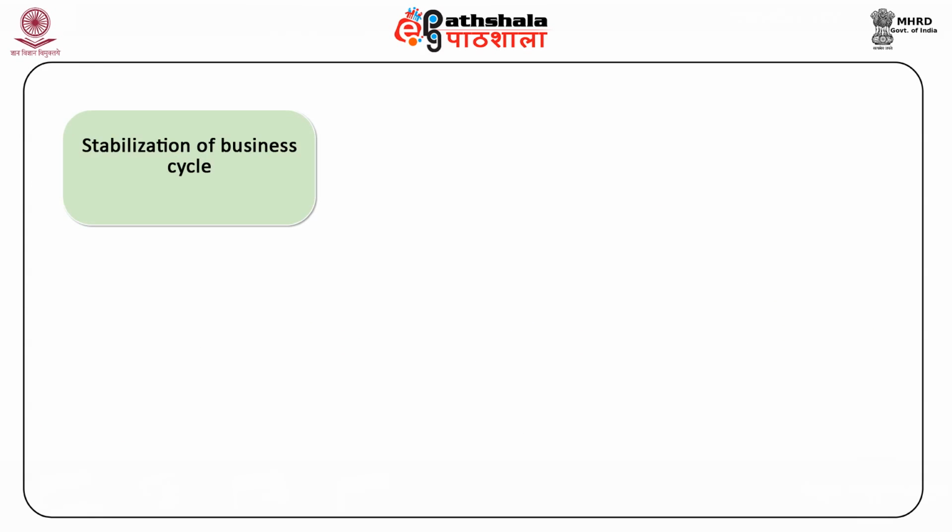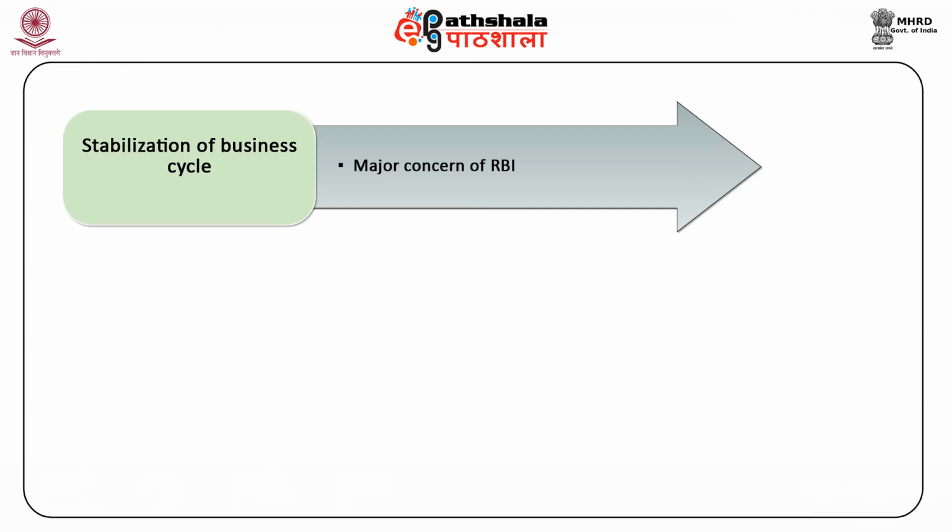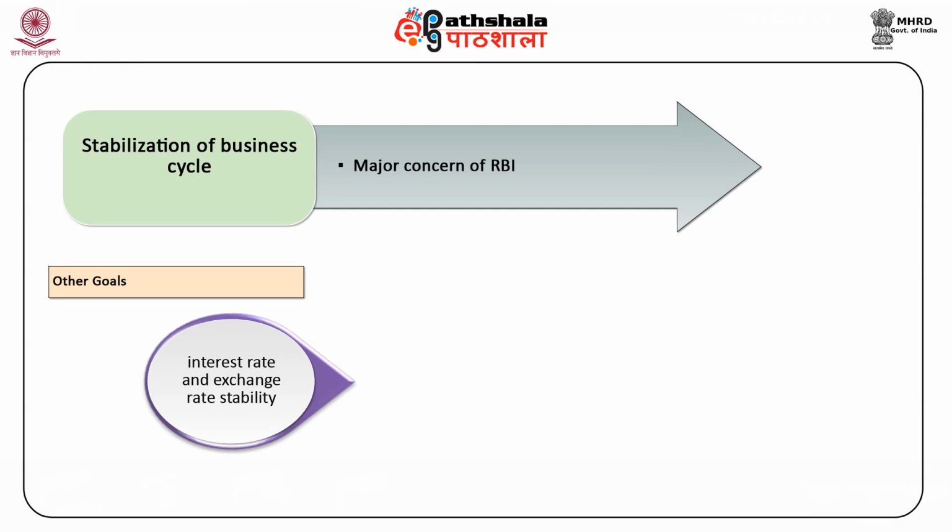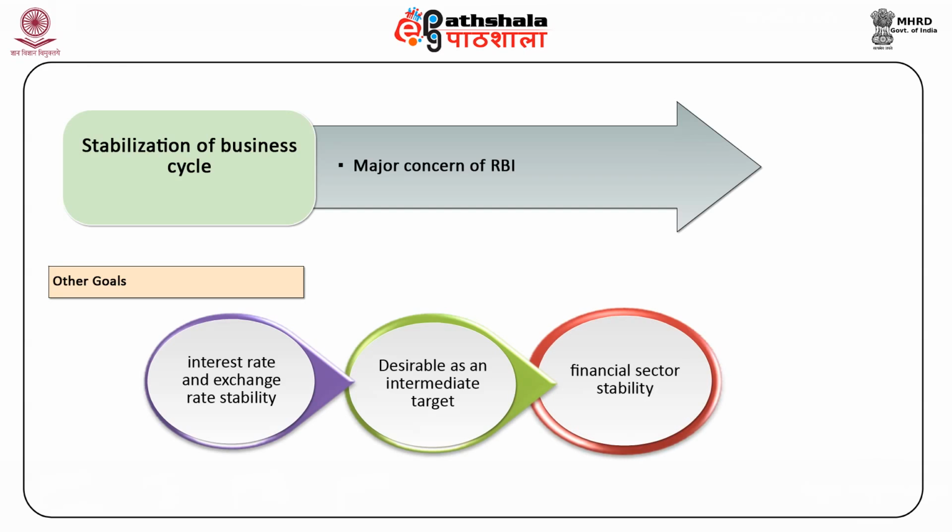Stabilization of business cycles is a major concern of the RBI. Policy actions aimed at counteracting business cycle influences on the economy are called counter-cyclical policy. The set of all other goals includes interest rate and exchange rate stability, desirable as an intermediate target for helping achieve the first three goals, and may also be a goal in and of itself considering financial sector stability.